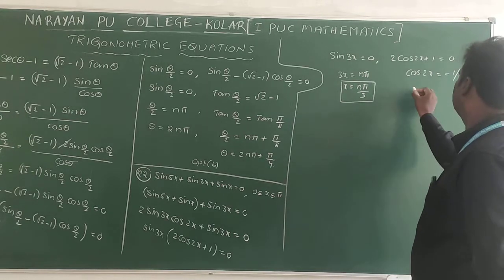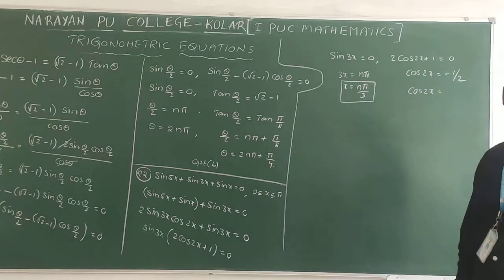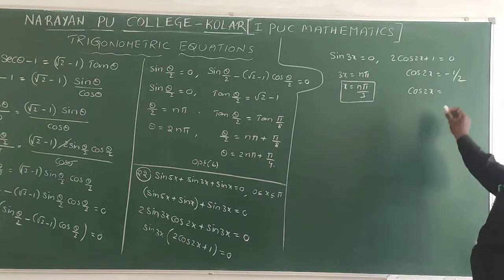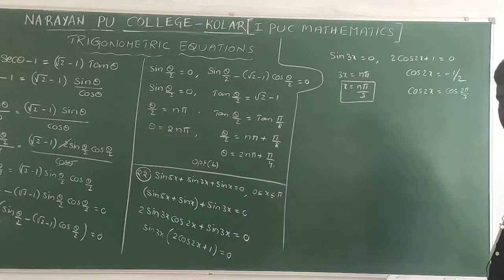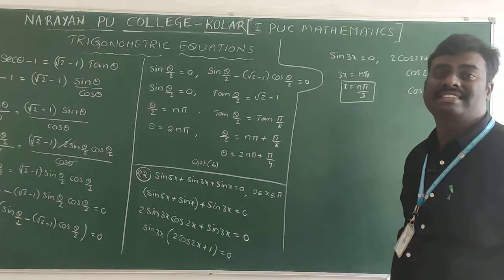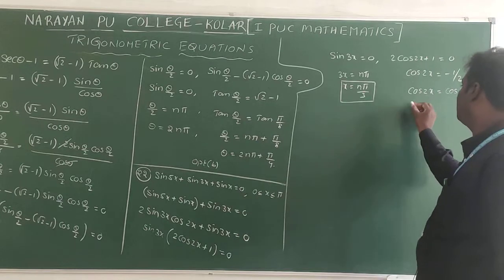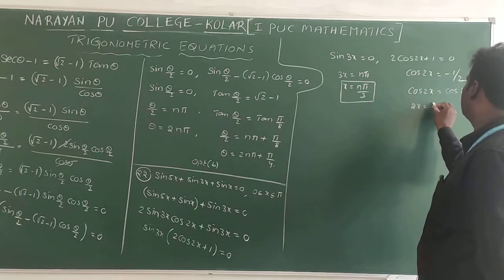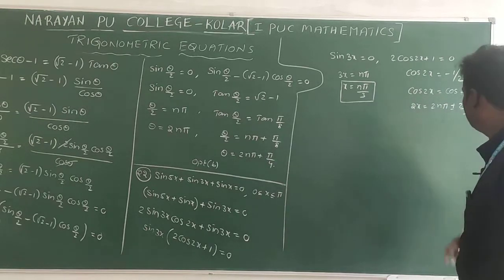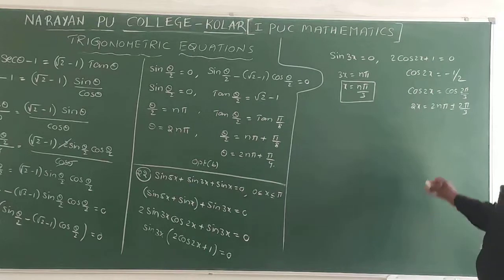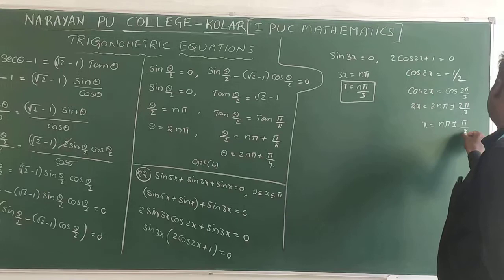Now here I can write cos 2x is equal to minus 1 by 2, which gives cos 2 pi by 3. 2 pi by 3 means 120, which belongs to the second quadrant, and in the second quadrant cos is negative. Now it is in the form cos x is equal to cos y, so 2x is equal to 2n pi plus or minus 2 pi by 3. Now 2 gets cancelled, so x is equal to n pi plus or minus pi by 3.